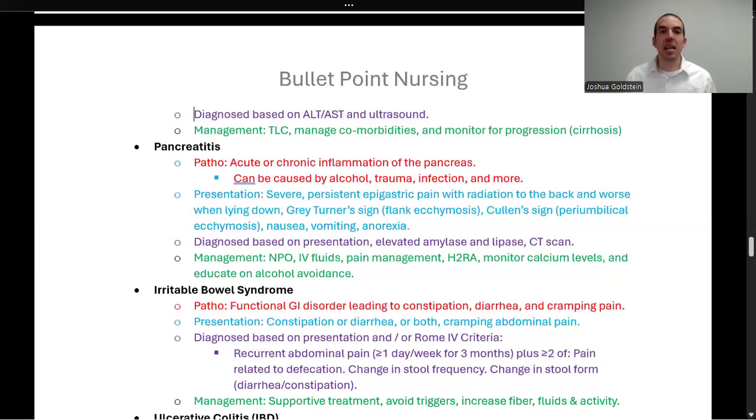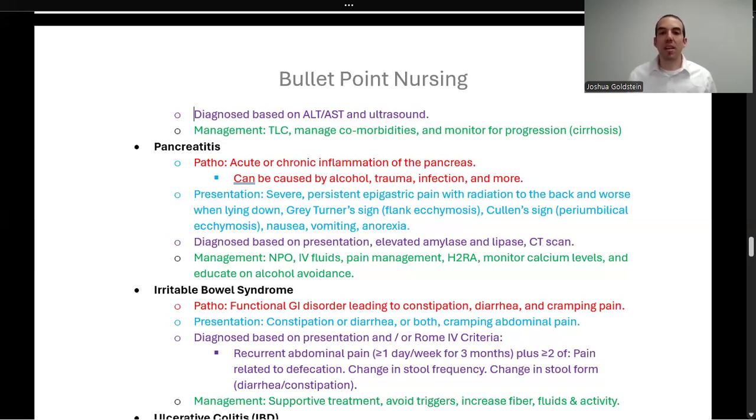Next, we have pancreatitis. Pancreatitis, the pathophysiology is acute or chronic inflammation of the pancreas. This can be caused by alcohol, that's the most common, or trauma, infection, and there are a few other more rare examples of when that is caused. Presentation of this is going to be severe persistent upper gastric pain, or I'm sorry, epigastric pain that radiates to the back, and it's worse when we're lying down.